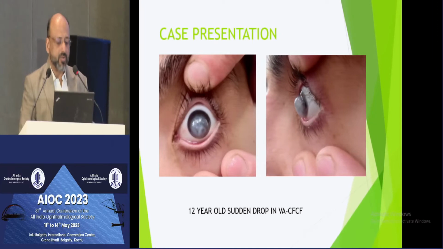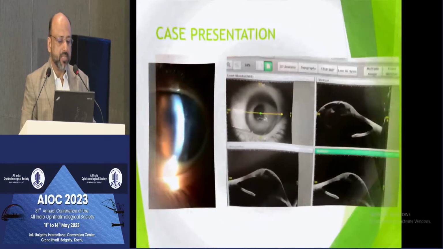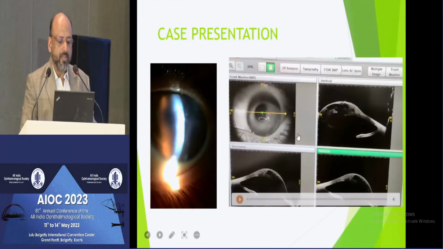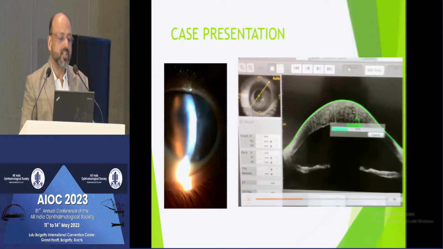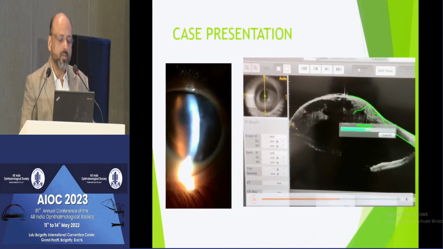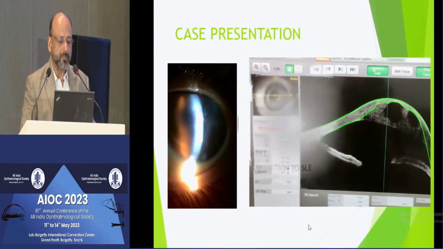This patient was a 12-year-old with a sudden drop of vision, acute hydrops as you can make out, and on the OCT you could make out very significant edema, discontinuity of the Descemet's, large fluid clefts across the whole cornea, and this required a slightly different management.